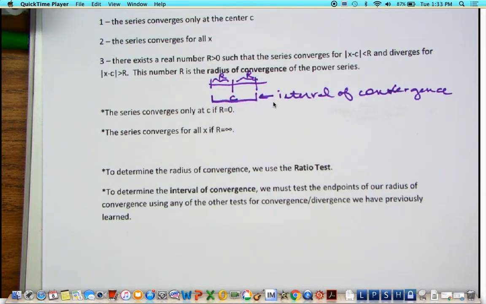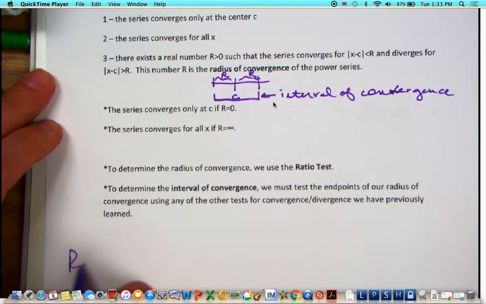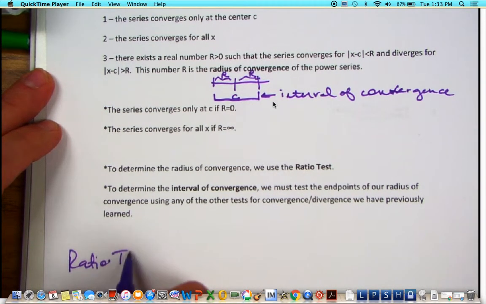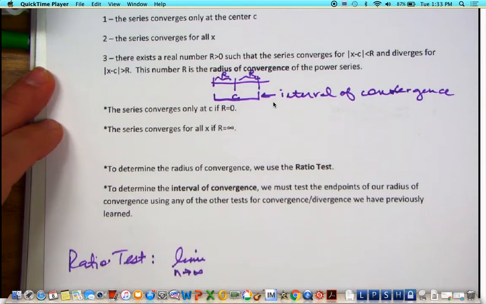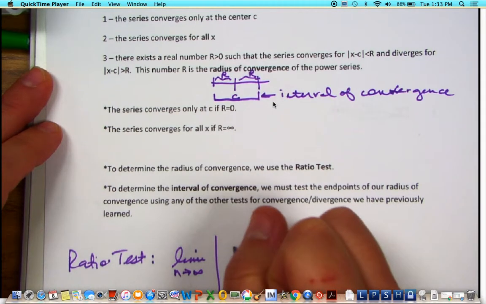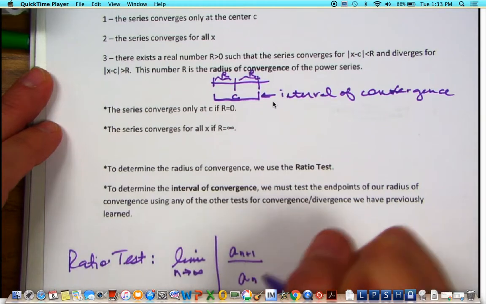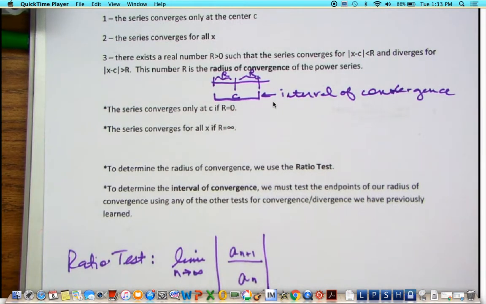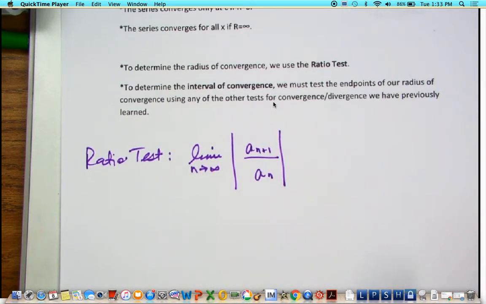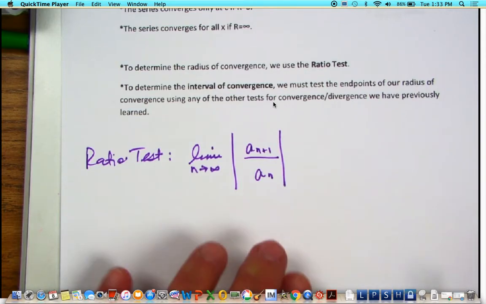What's the ratio test? Let's write it down here. It's like the n plus 1 divided by n. Yep, the ratio test is the limit as n approaches infinity of the absolute value of a sub n plus 1 over a sub n, right? Okay, that's your ratio test.